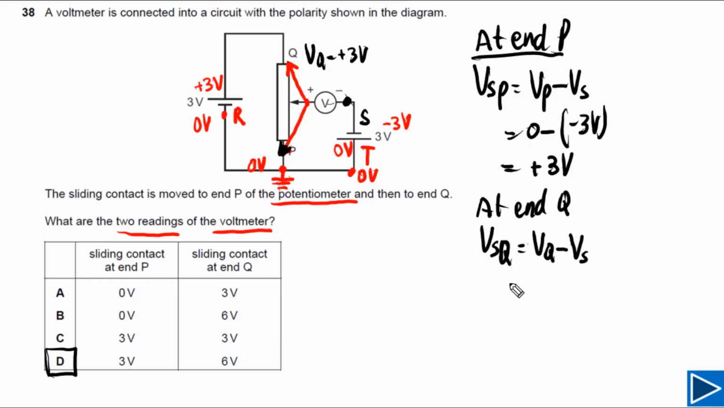So here is point S. Now at point Q we have the potential that is equal to plus 3 volts, then the potential at point S is negative 3 volts. So our final answer is plus 6 volts. So this is the reading on the voltmeter when the sliding contact is connected to NQ. So our final answer is D.